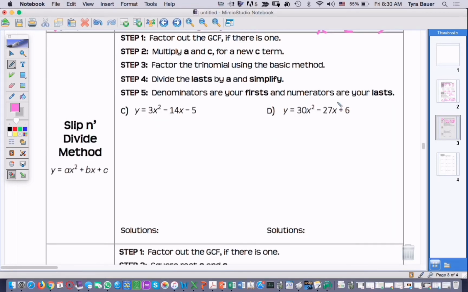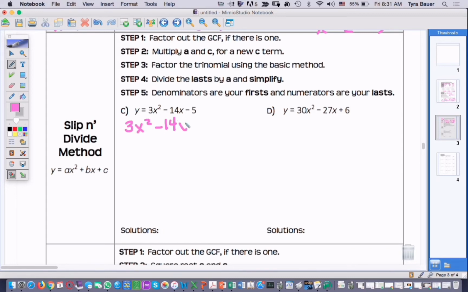Slip and divide, or slip and slide, maybe it's been called. All right, step 1, factor out the GCF if there is one. You can see a theme here. You're always looking for that GCF if there is one. Step 2, multiply A and C for a new C term. Step 3, factor the trinomial using the basic method. Step 4, divide the last by A and simplify. Step 5, denominators are your first and numerators are your last. Okay, so those are the steps in case you forget, but we're going to do it together now.